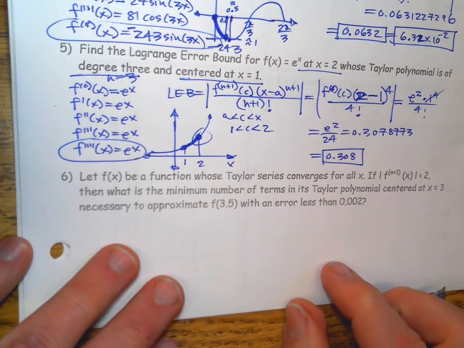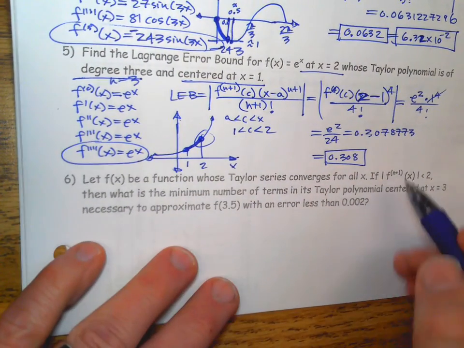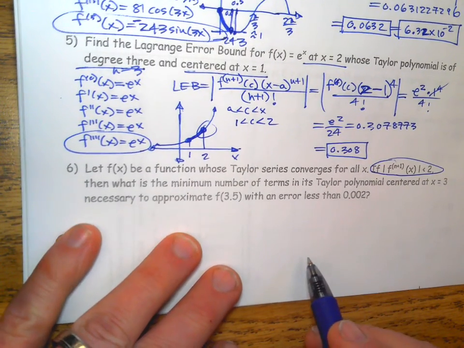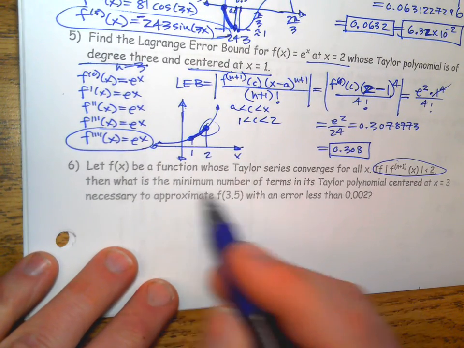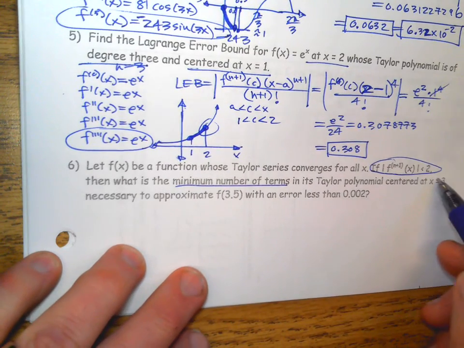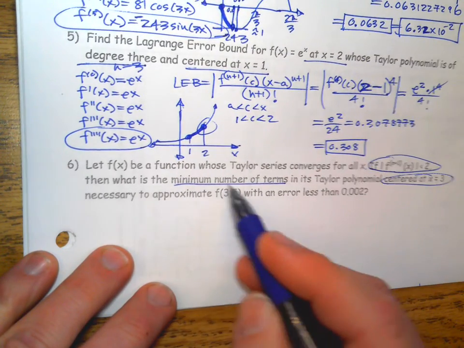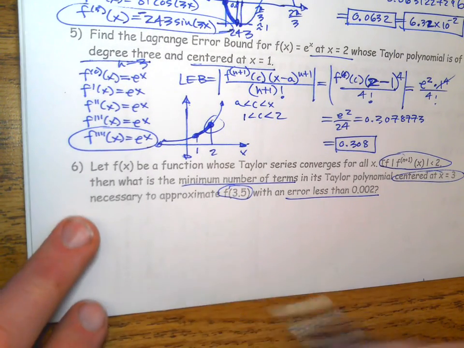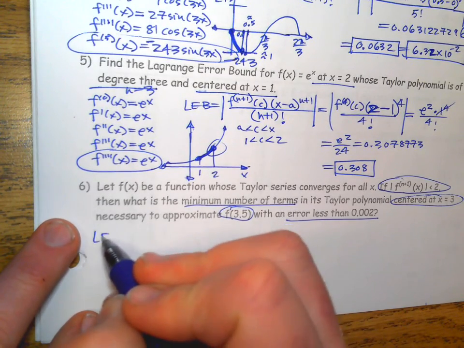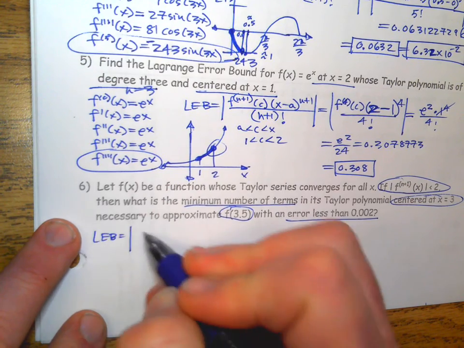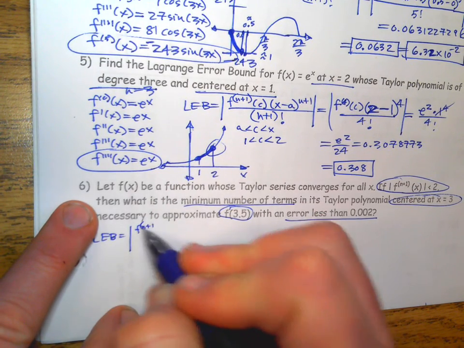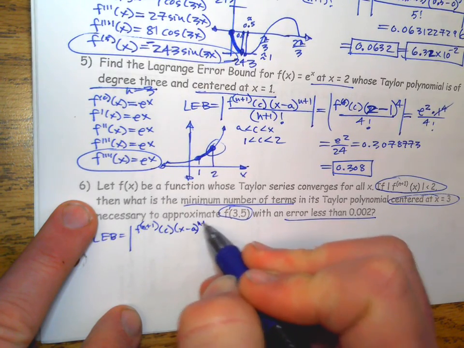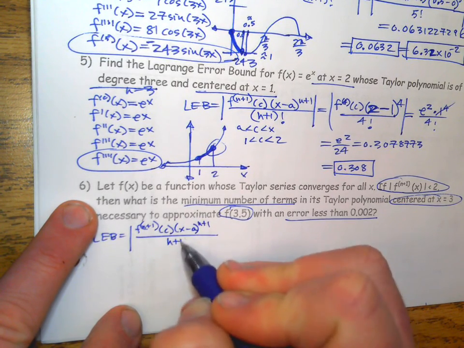Number 6, let f be a function whose Taylor series converges for all x, and the derivatives are less than 2. Then what is the minimum number of terms of the Taylor polynomial centered at x equals 3 necessary to approximate 3.5 with an error less than 0.002? So we're using Lagrange error bound. We might be able to simplify it first. So looking for the n plus 1th derivative at some c value, x minus a to the n plus 1 power over n plus 1 factorial.